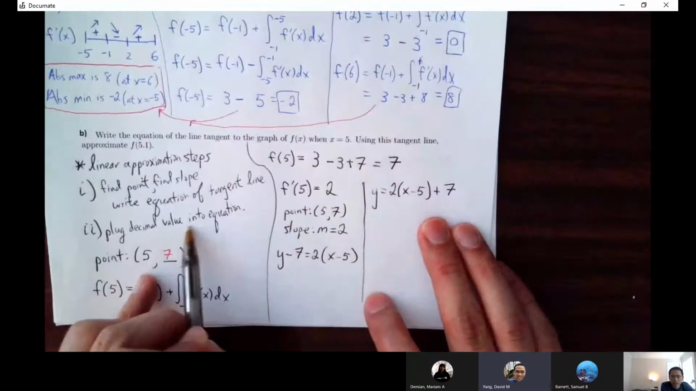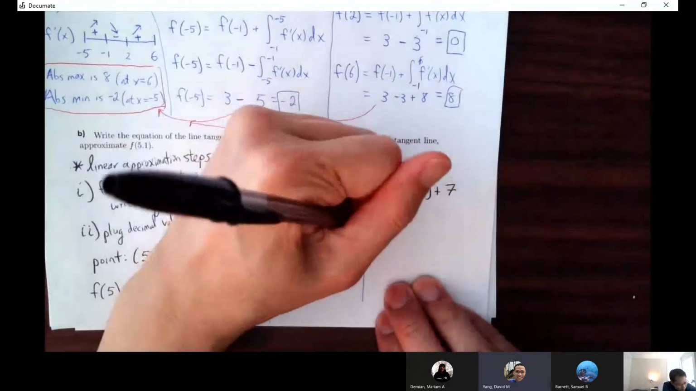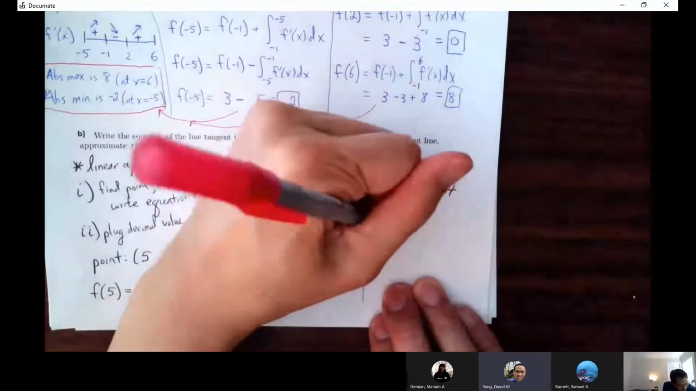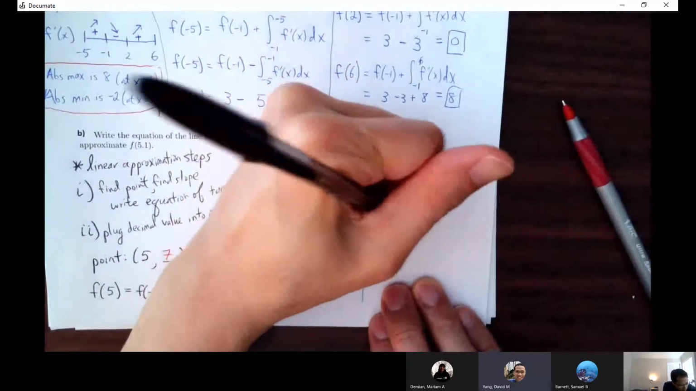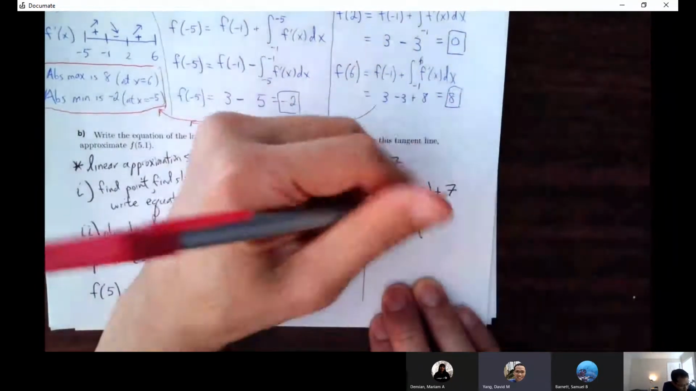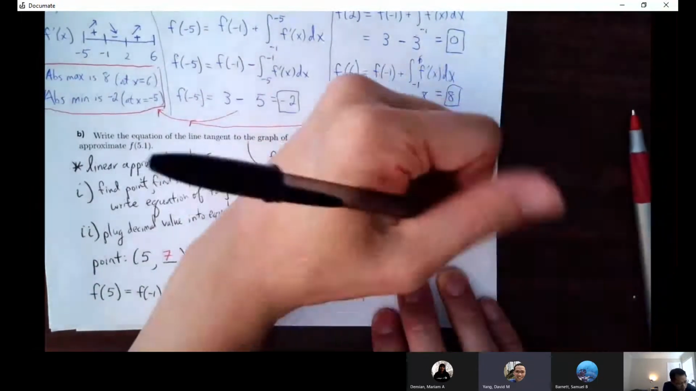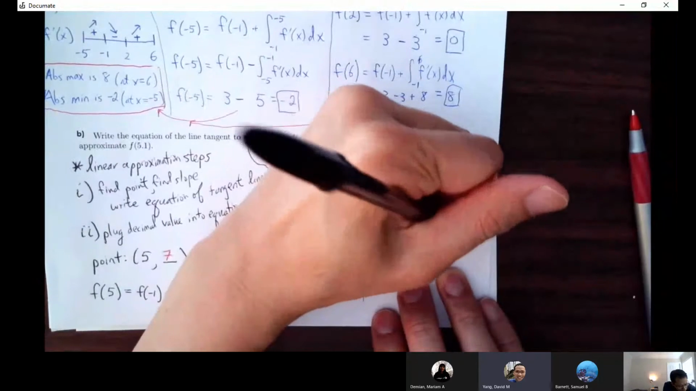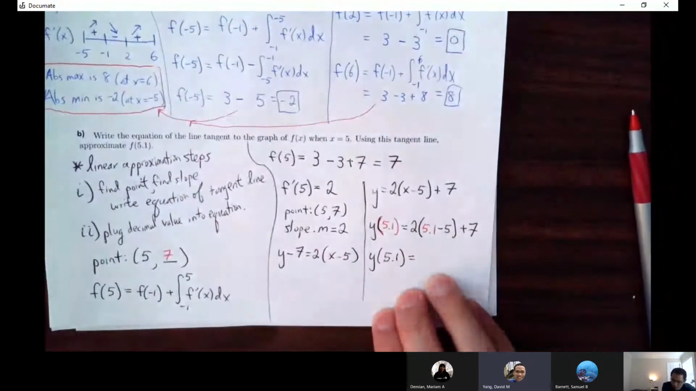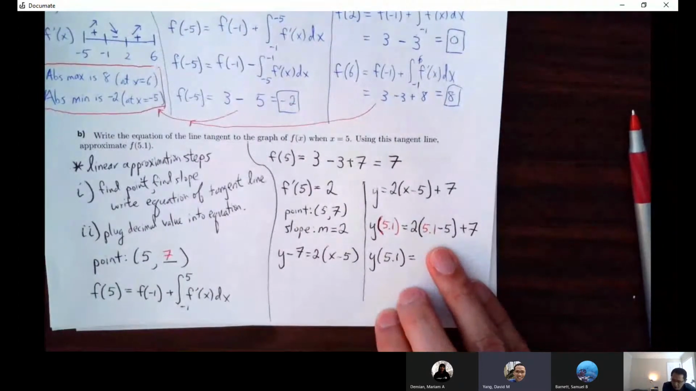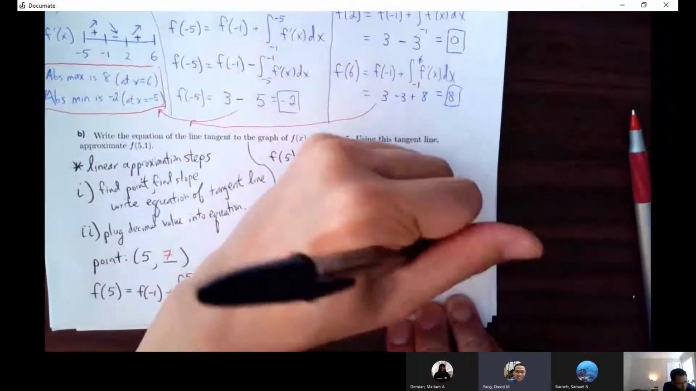We just plug that decimal value into our equation. So 5.1 will go in for x. So 2 times 0.1 is 0.2 plus 7, 7.2. There's our linear approximation.